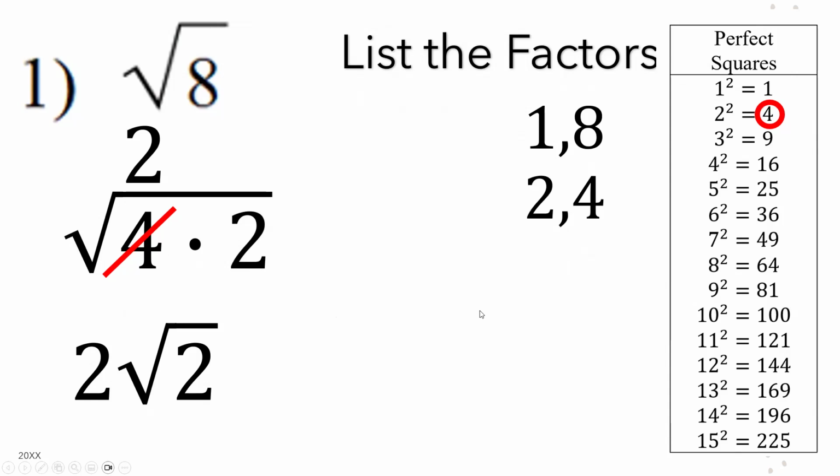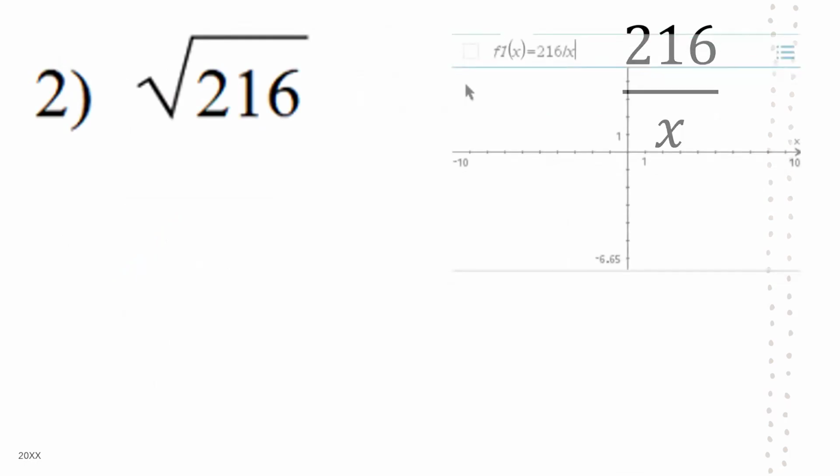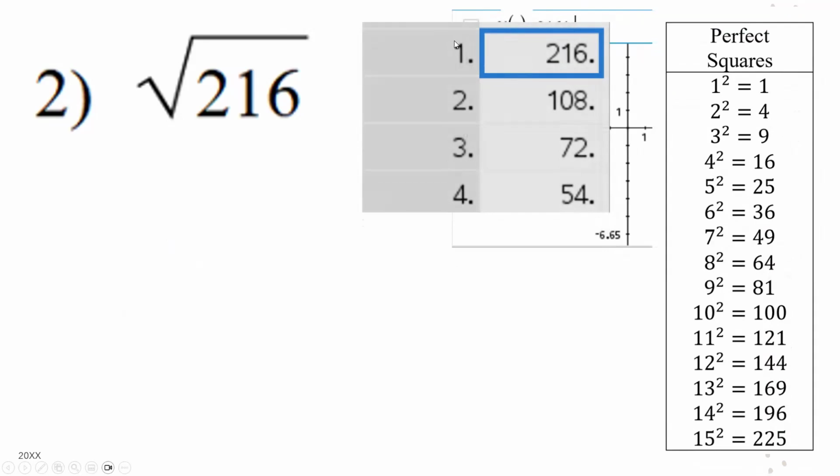All right. Now, 8 was easy. 1 times 8, 2 times 4. It had 4 factors. What happens if it gets a little bit bigger? Now, I'm going to show you a shortcut to use your graphing calculator to help you produce the list of numbers that multiply to give you 216. I don't even know that, and I'm a math teacher. Go to your graphing calculator, get to a graphing page, and type in 216 divided by x. It looks like that. Then you pull up your table of values. When you pull up your table, it provides you a list of what multiplies to give you 216.